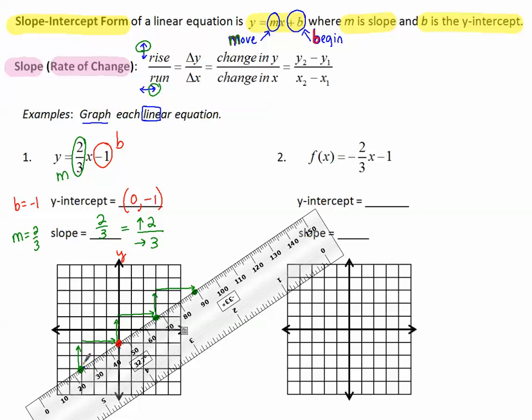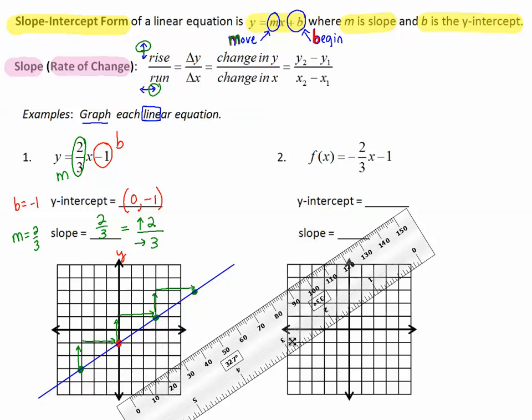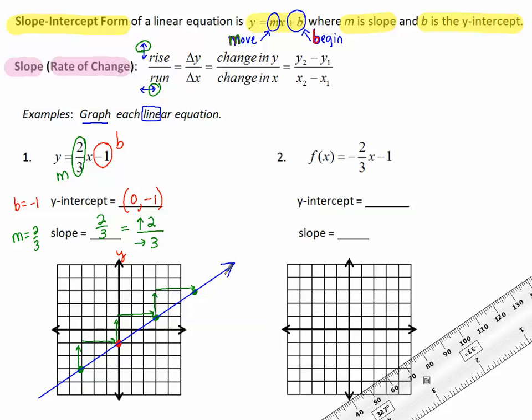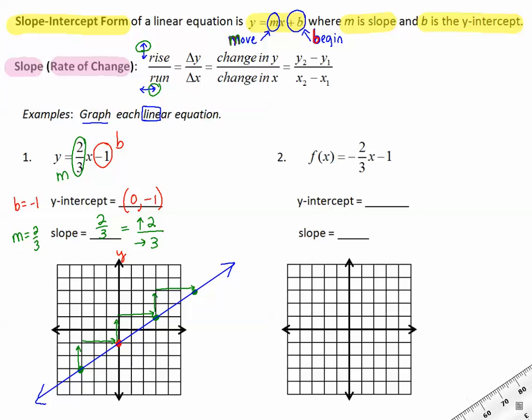Once I have my points plotted, I can get my straight edge and graph my line. Remember to use arrows to show it's a line. It continues forever. Maybe you pause the video and try the next one on your own.